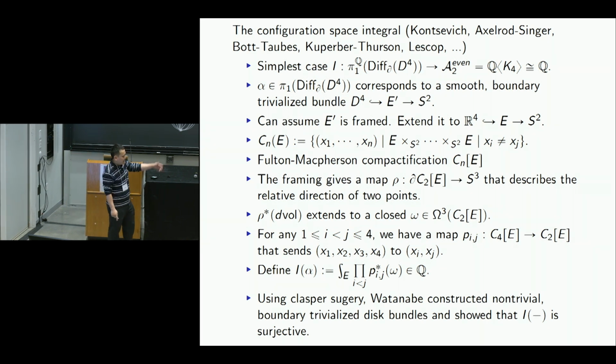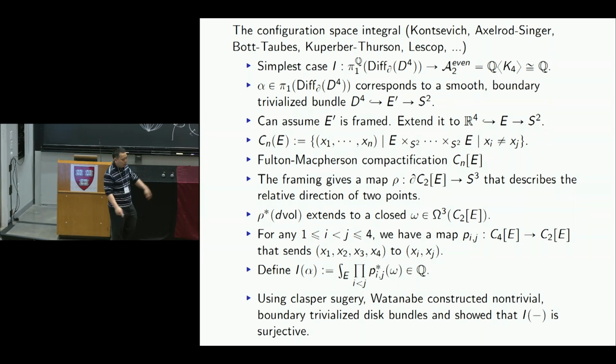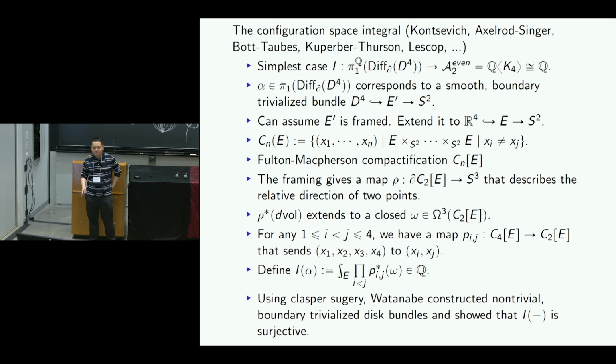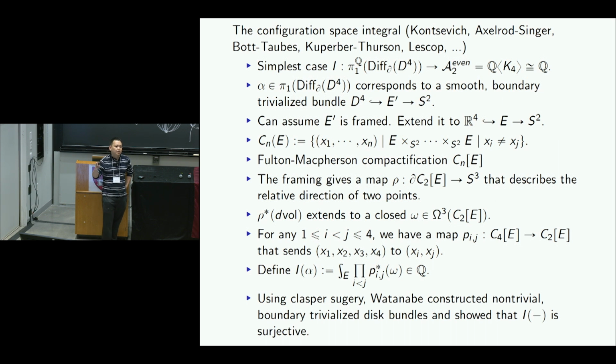And you can compute the de Rham cohomology of the configuration space and show that this three form can be extended to a closed three form on the whole configuration space. Okay, let's call it omega. This is called a propagator, so it's a closed three form on the compactified configuration space of 2 points.